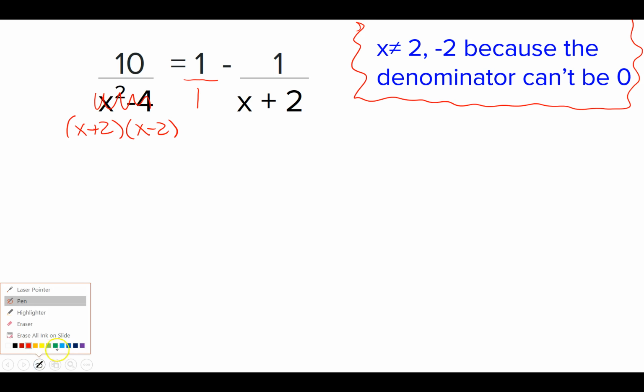How about my middle guy? What piece of this denominator is it missing? Both of them. So my middle piece needs the x plus 2. It also needs the x minus 2. My last piece, what does it need? It needs the x minus 2.